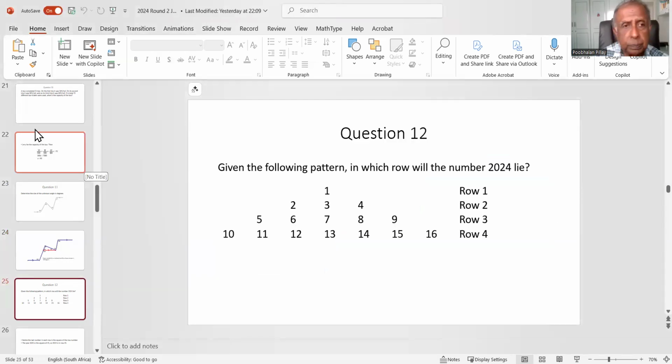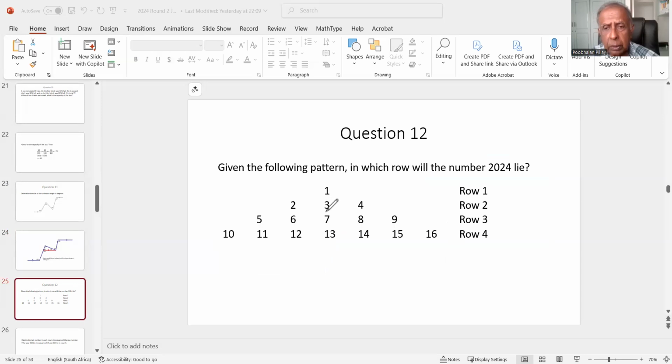Problem number 12. It says that given the following pattern, in which row will 2024 lie? So let's just analyze this. So you've got 1, then 2, 3, 4, 5, then 6, 7, 8, 9, 10, 11, 12. So you've got 3 numbers here, and 5 numbers here, and 7 numbers here. So the next one will have 9 numbers, the next one will have 11 numbers. And you want to know in which row 2024 lies. Now that's a very big number. Let's try to see whether there's anything special about this.